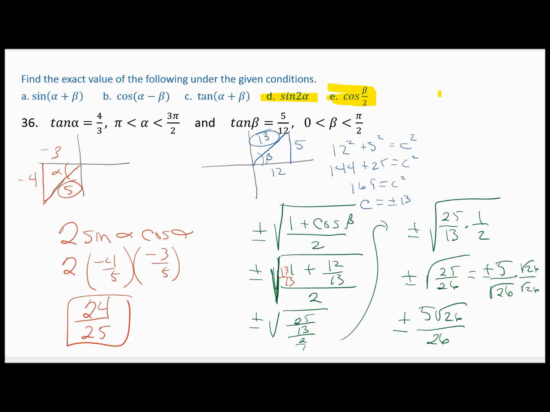Now the question is, is this positive or negative? Now we're looking at beta. Beta's in quadrant 1. So half of beta would also have to be in quadrant 1. You agree? If you cut that angle in half, it's still in quadrant 1. All trig functions in quadrant 1 are positive. So the answer is definitely the positive 5 square root of 26 over 26.